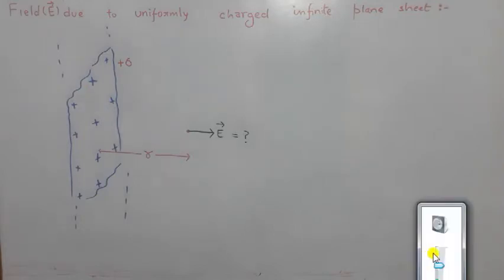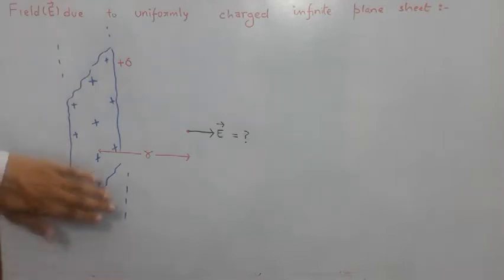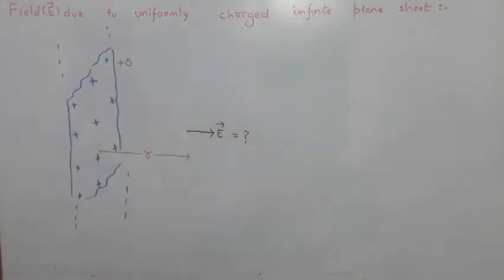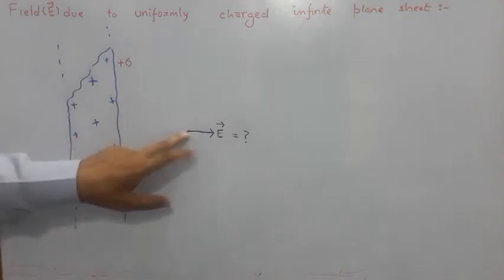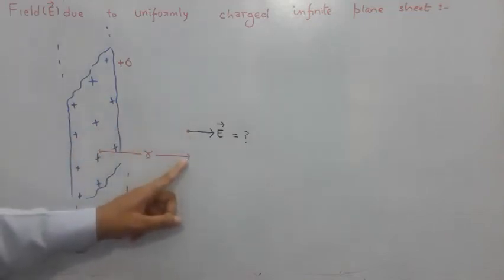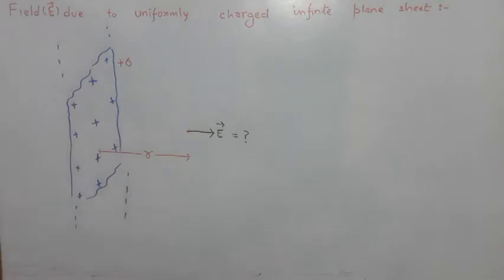One assumption is made here that this sheet is infinitely large. It is a plane sheet and it is infinitely large. Due to this, we have to find an electric field at some point, say distant r from this particular sheet. For that, we will use Gauss law. But before using Gauss law, we have to draw the Gaussian surface.